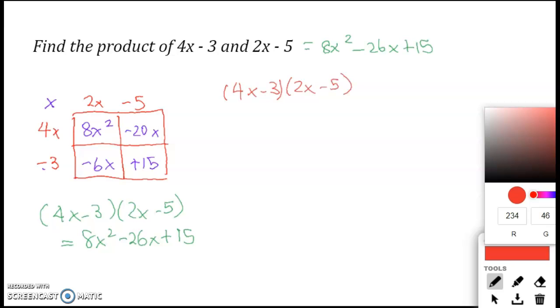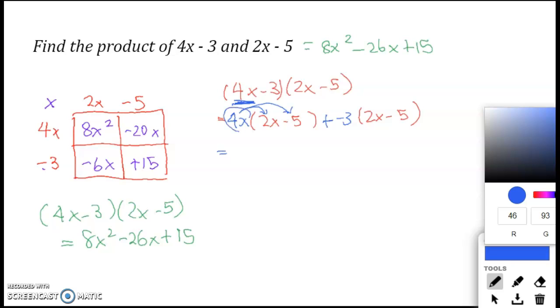So basically, you are multiplying the second binomial, 2x minus 5, and then 2x minus 5, but you are splitting the first binomial into its terms. So the first term of the binomial, 4x, is being multiplied to 2x minus 5, the second binomial, and to that you are adding the second term, which is negative 3 multiplied by the second binomial. Then from here you do the distributive property.